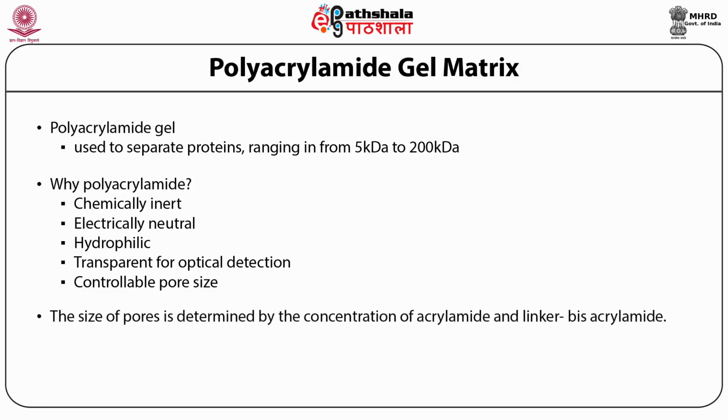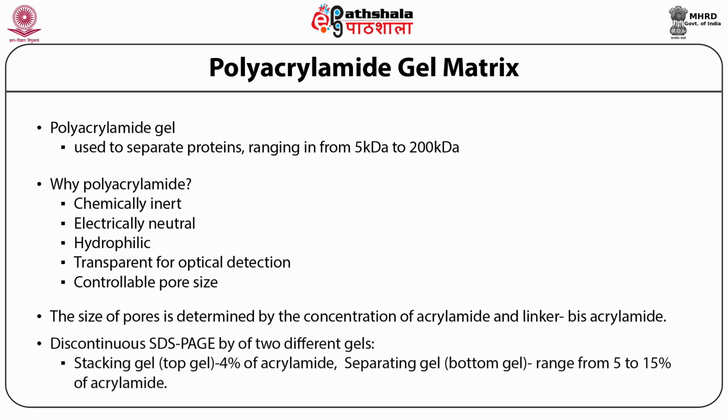The size of the pores is determined by the concentration of the acrylamide and the linker bisacrylamide. We usually have a discontinuous sodium dodecyl sulfate polyacrylamide gel electrophoresis by having two different gels. The top part of the gel is called the stacking gel, which is made with 4% acrylamide, and the bottom part of the gel is called the separating gel that ranges from 5 to 15%.